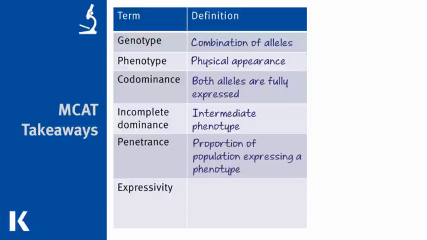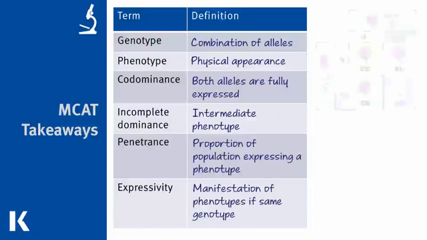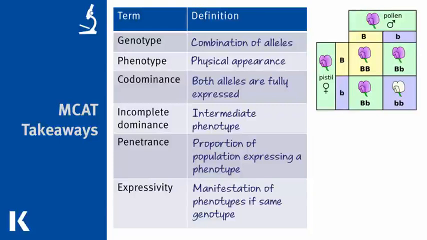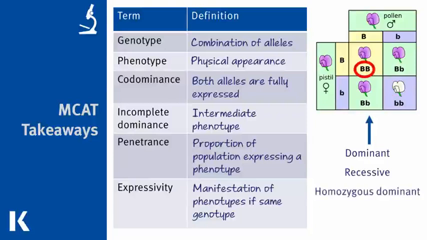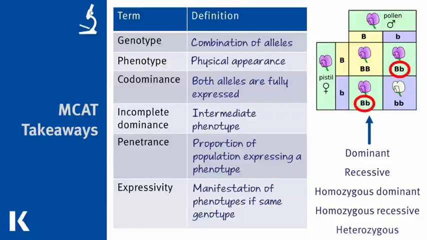We defined penetrance as the number of people with a given genotype that express the phenotype, and expressivity is the variation between the phenotypes of the same genotype. Finally, we looked at a Punnett square and saw how alleles combine in a number of different ways. There are dominant alleles and recessive alleles, and their combination can produce either homozygous dominant, homozygous recessive, or heterozygous genotypes.